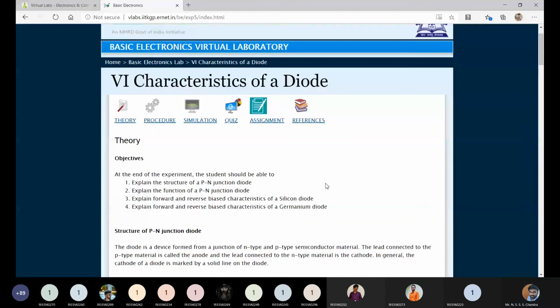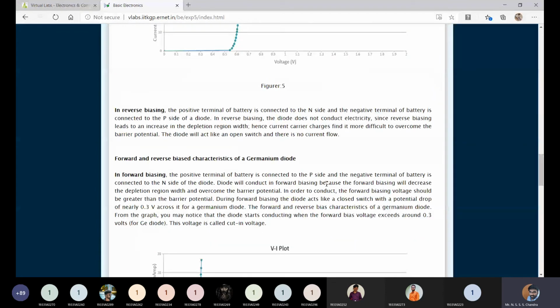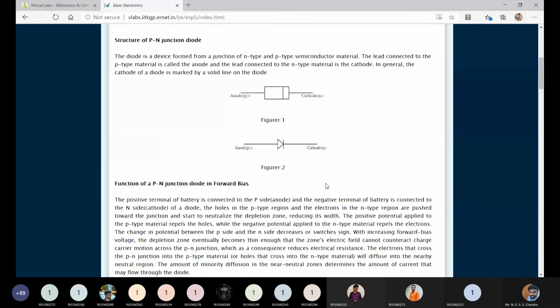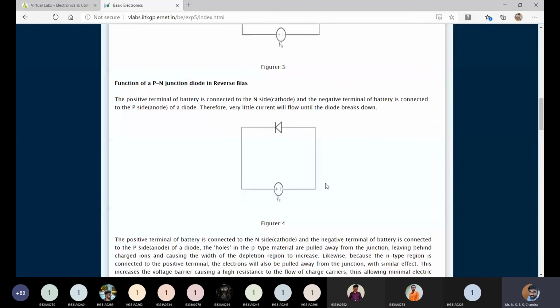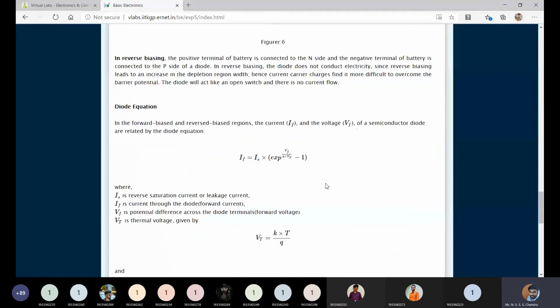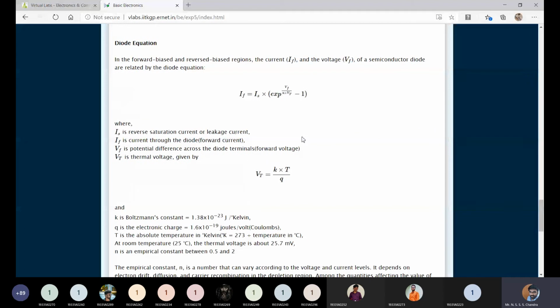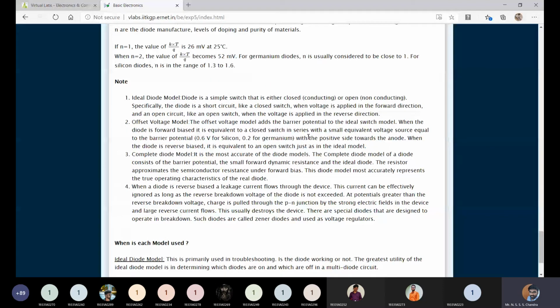Okay. So in the VI characteristics of a diode, the theory is also given to you. If you want to see, you can see the theory, which I have already covered. So the structure of the p-n junction diode, its functions, forward bias, reverse bias plots. These things are given. The diode equation is also given. Instead of I naught, he has used IS, the reverse saturation current. So here you see that VT is nearly 26 millivolt. All those things are already covered for you.